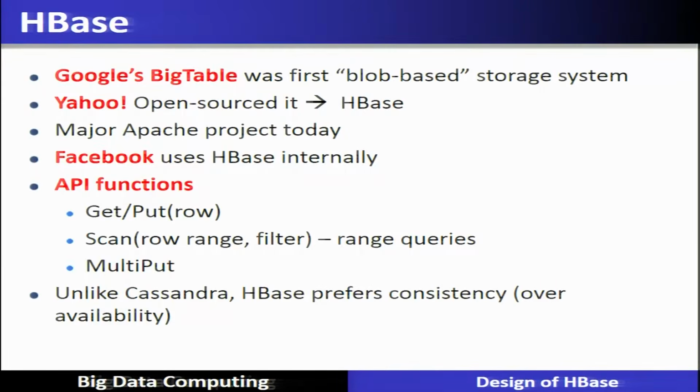So HBase is a major Apache project today, and Facebook also uses HBase internally, and it has various API functions which provide, for example, get and put by row, that is the key value pair, and scan the row range and filter. All these operations are supported to perform range queries. It also has a multi-put, so that multiple key value stores can be handled at the same time.